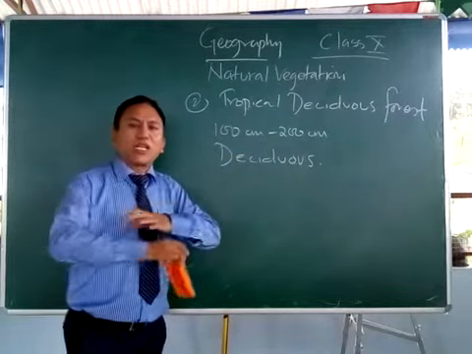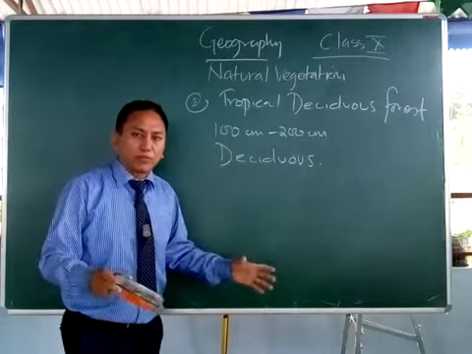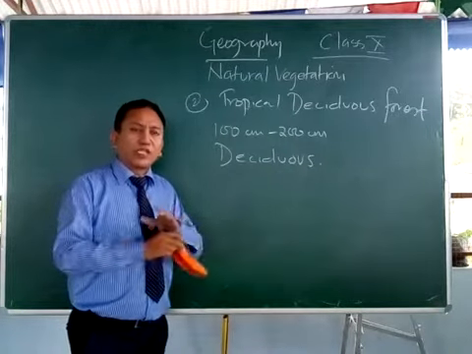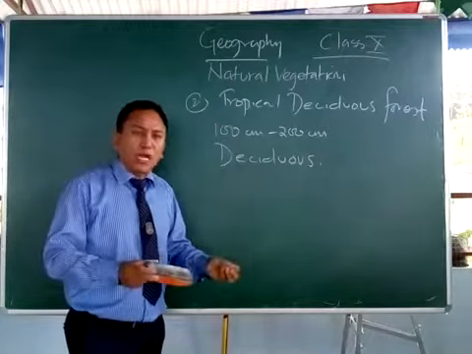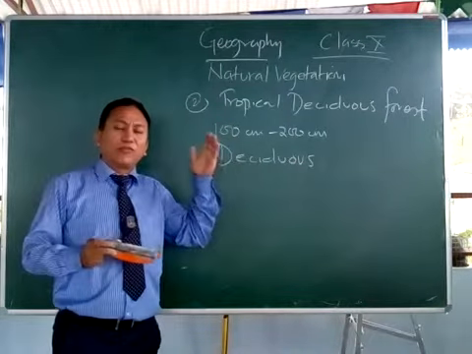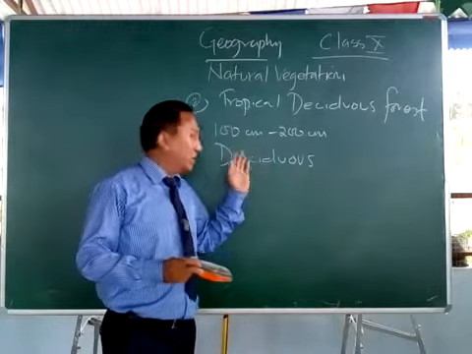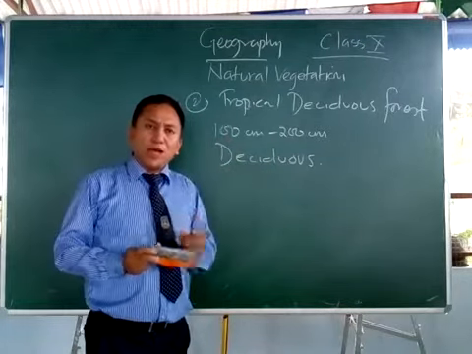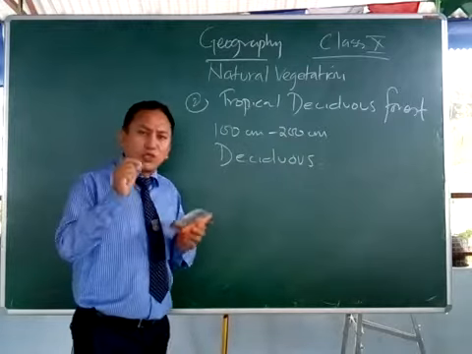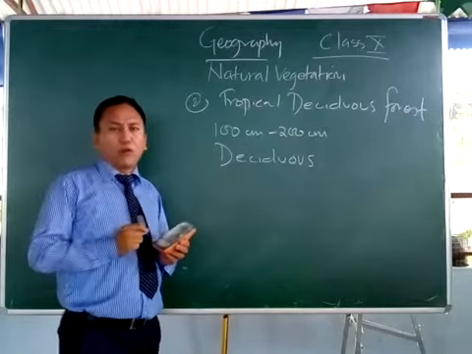But again, they do not shed all the leaves altogether at the same time. They shed the leaves from the month of March to April. So deciduous trees shed the leaves between this time. And the reason why they shed the leaves is because during this time, there is a scarcity of rainfall, there is scarcity of water.